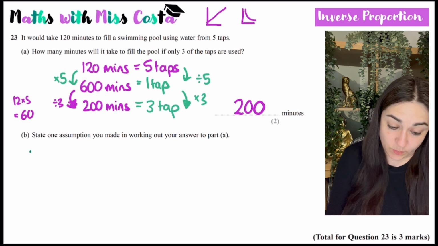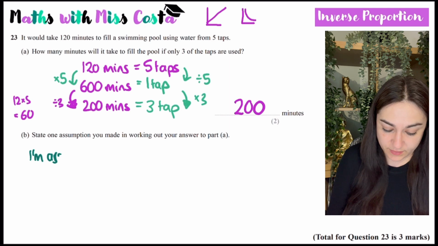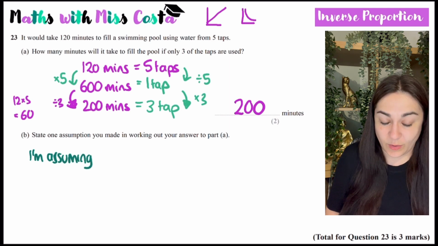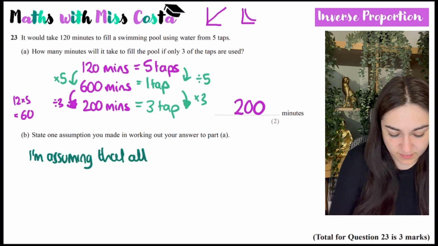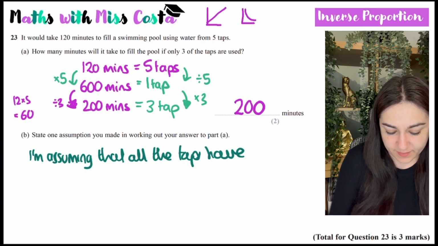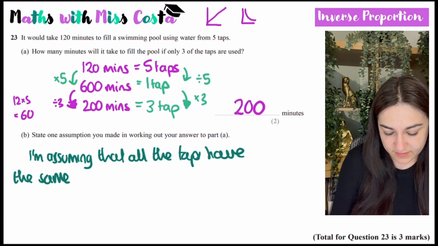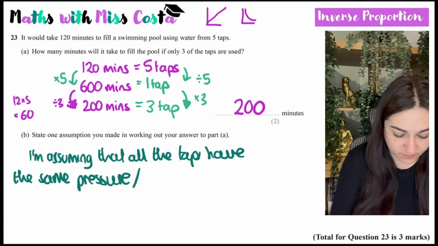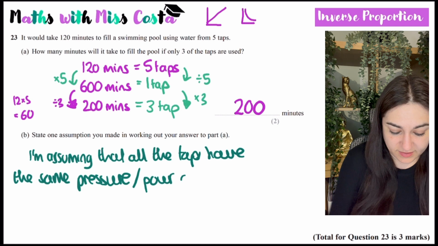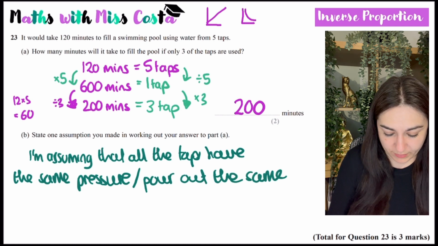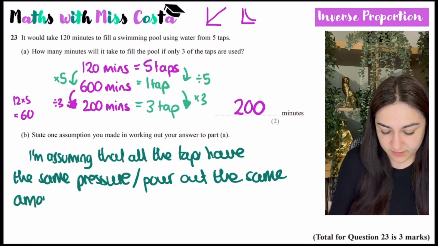Now it's asking me to state one assumption I made in working out my answer. Well, I'm assuming that all the taps have the same pressure. In other words, pour out the same amount of water.